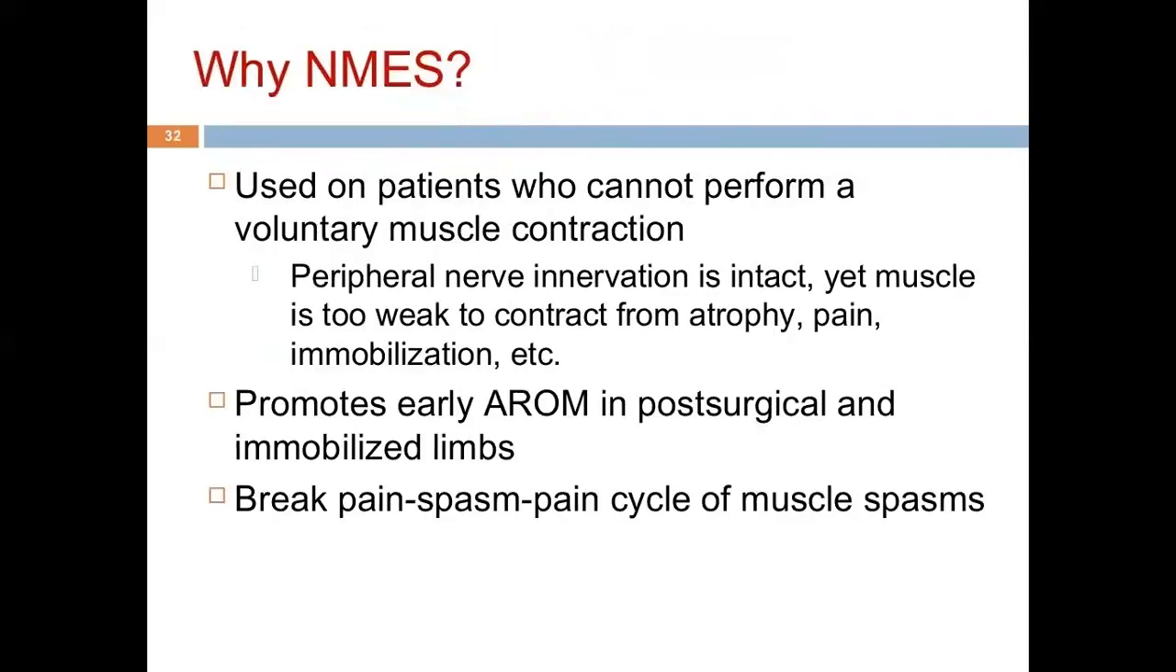Why neuromuscular electrical stimulation? It is used on patients who cannot perform a voluntary muscle contraction, where peripheral nerve innervation is intact, yet the muscle is too weak to contract from atrophy, pain, immobilization, etc. It promotes early range of motion in post-surgical and immobilized limbs. It helps break the pain-spasm-pain cycle of muscle spasm.